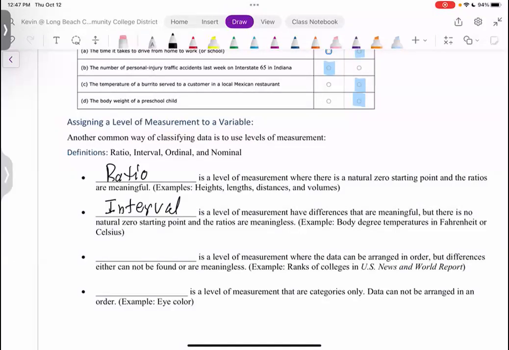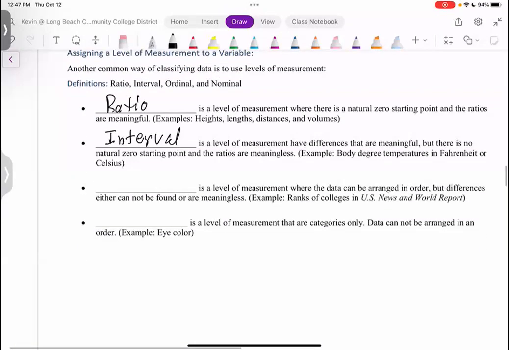All right, next up we have ordinal. Ordinal is a level of measurement where the data can be arranged in order, but differences either cannot be found or are meaningless. Think of lists of ranks of colleges. Ordinal would be something like small, medium, and large. There's a definite order to them, but we can't really measure those.